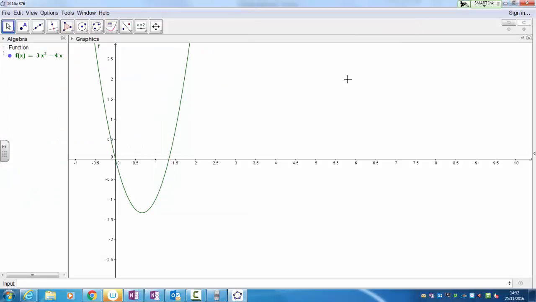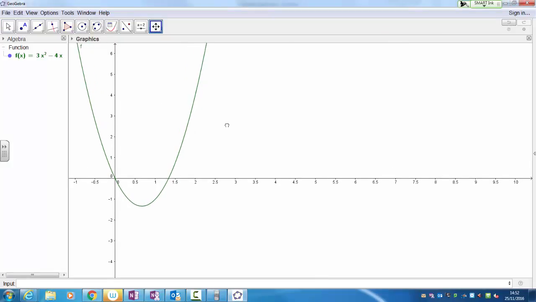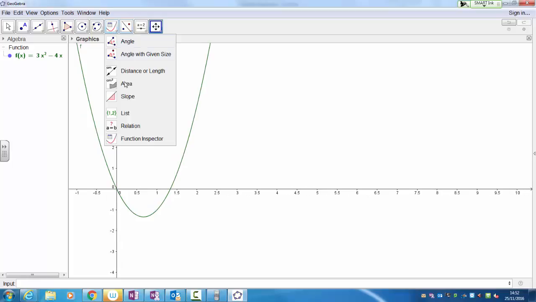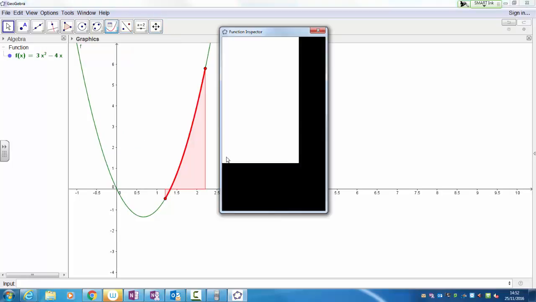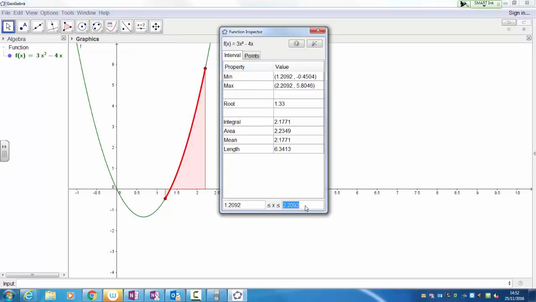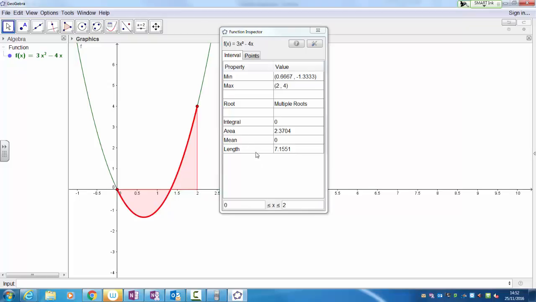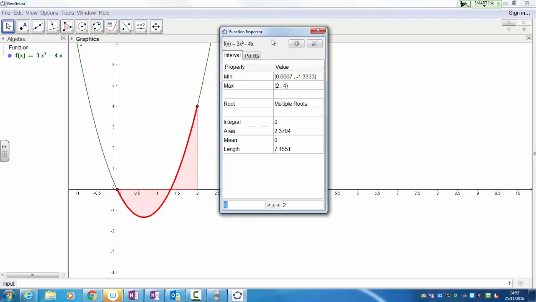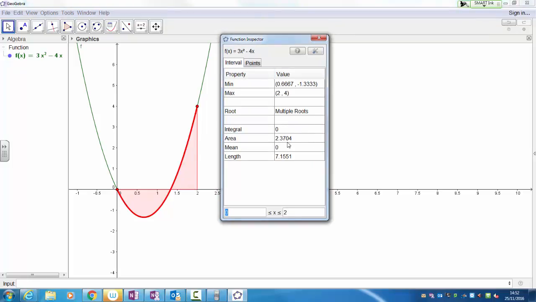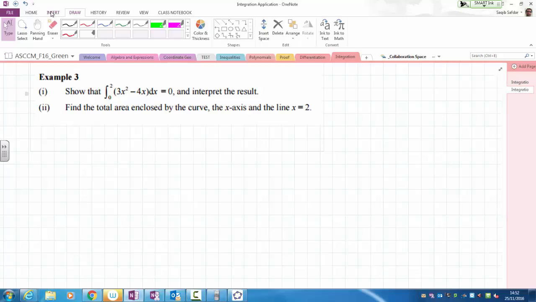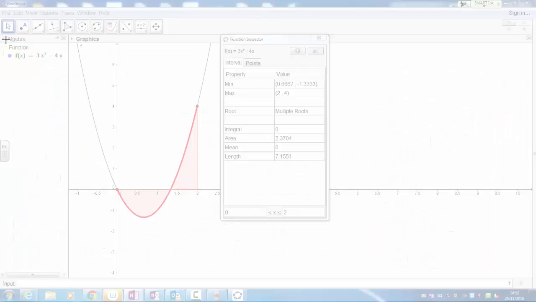And the limit is from 2 to 0. So I'm going to squash this in a bit. And if I use function inspector again, let's see what's going on. We want from 2 all the way to 0. Now the area is actually 2.37. That's clear. It's a positive area. But the integral is 0. Let me put that in here so it's part of the notes.